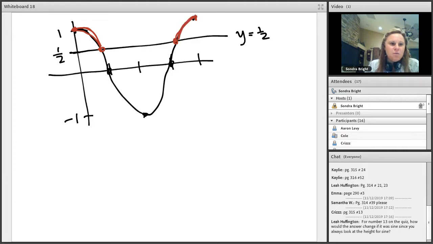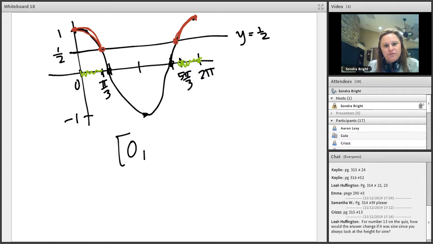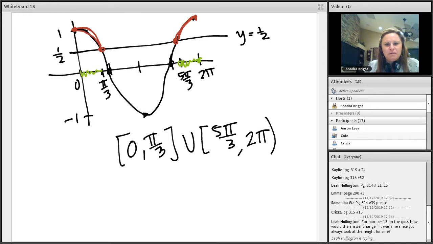And so what are those x values? Well, I know that's 2 pi. This guy right here is 5 pi over 3. It's when cosine is equal to 1/2. This guy is pi over 3, and this guy was 0. And so you're giving all of the x values from here to here, and then from here to here, which ends up giving you the same exact answer of from 0 to pi over 3, and then again from 5 pi over 3 to 2 pi.